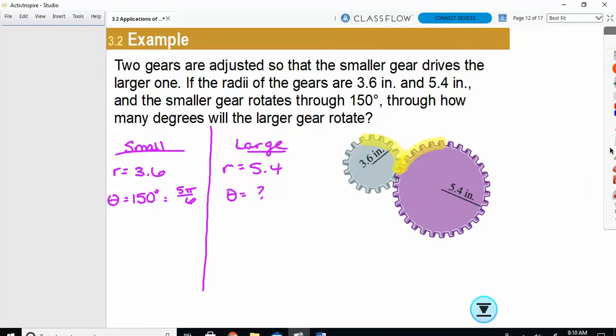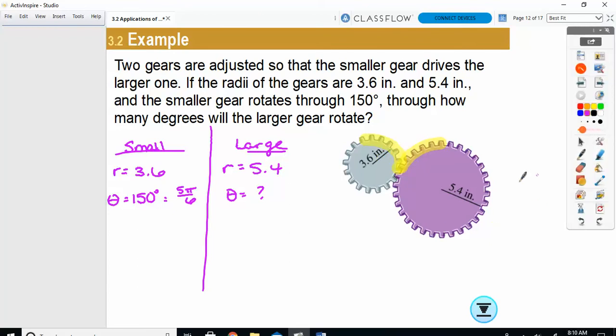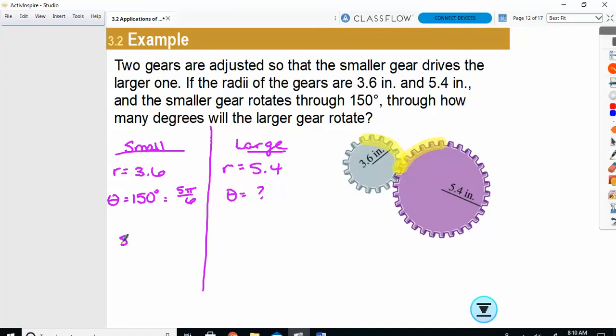Can we find S in the small gear? Yeah, if we did S equals R theta, 3.6 times 5 pi over 6, what do we get?